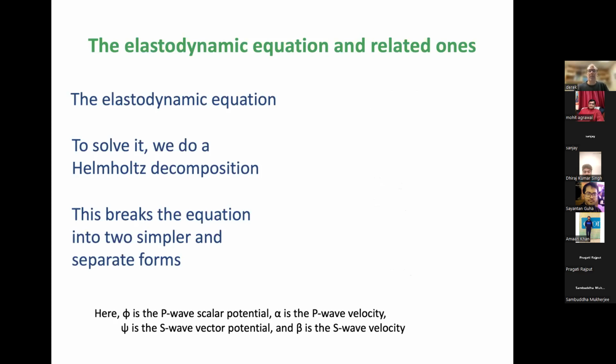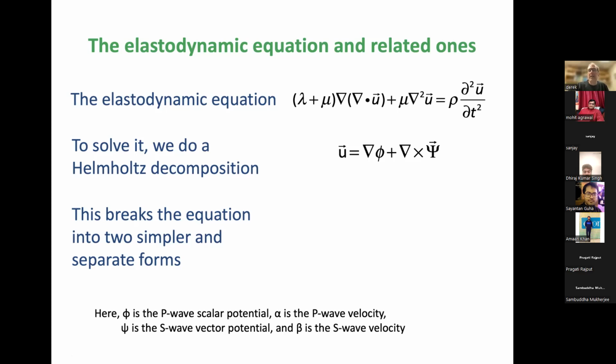All right, so we did the elastodynamic equation, and we made a number of assumptions, and I didn't derive this, but I did give you the 5 steps that we needed to get from the elastodynamic equation to a simpler solution. So here is the elastodynamic equation. And to solve it, we do a Helmholtz decomposition. So we divide the deformation field up into the gradient of a scalar potential phi and the curl of a vector potential psi.